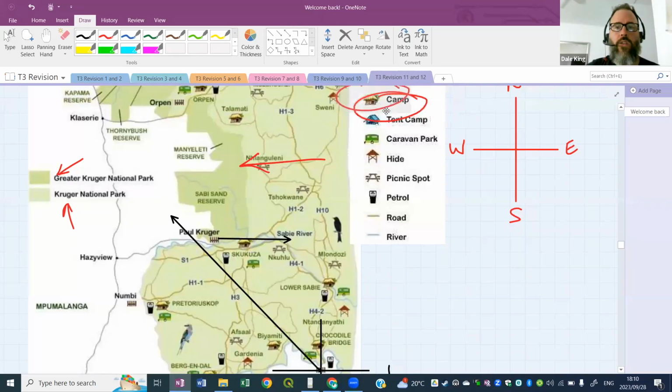All right. So if he travels east, the first camp he's going to hit, can you see on the map? What is it? Yes, well done, Skukuza. Okay, so there is the first camp traveling in an easterly direction from that gate. That's the first camp that he's going to get to. It's the Skukuza camp. All right, so a little bit of direction kind of question here.